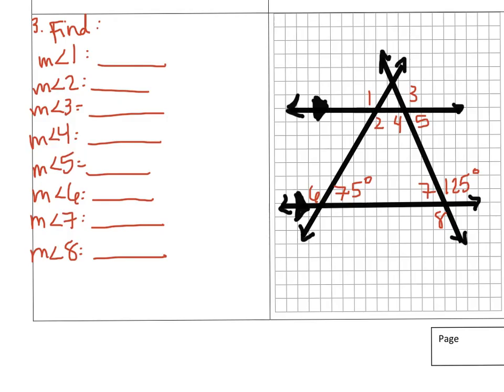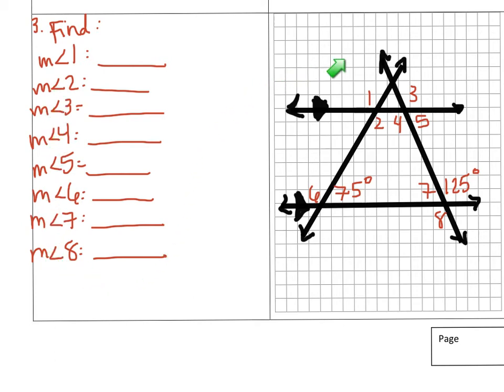Okay, so scrolling down to the bottom of the notes, this is question number 3. You need to find all of this information. Now, based on the picture that you have on the right, if you need to, go ahead and pause the video so you can copy it all down, then we can answer the questions. There's a lot of stuff going on. You have to find all of these angles, but do not worry.